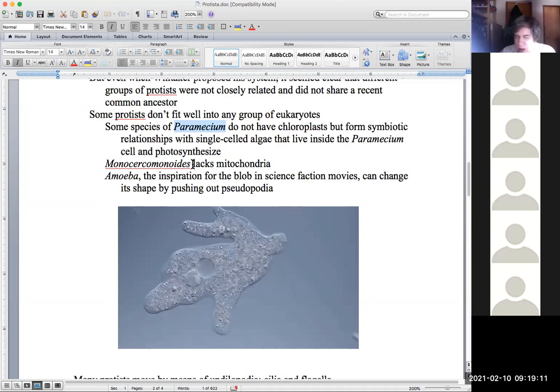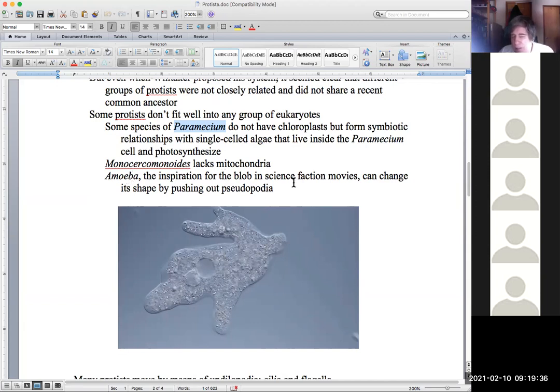There are other types of protista, one called Monocercomonads, that doesn't have mitochondria. Now, it does seem to have some bacteria that live inside the cytoplasm, and these bacteria carry out reactions of aerobic cell respiration.